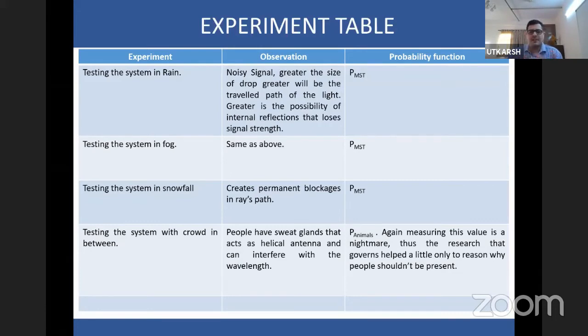The other two experiments following that were also conducted using the same theory. Testing the system in fog, same as above. Testing the system in snowfall creates permanent blockages in the ray path. Then we did the experiment testing the system with a crowd in between.